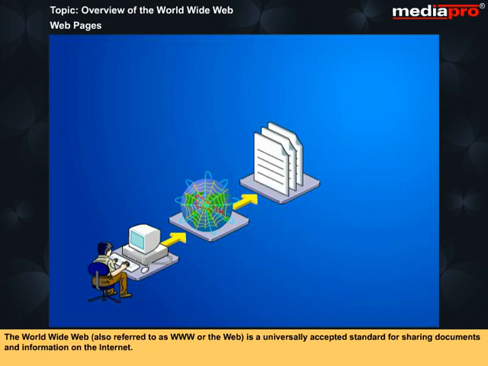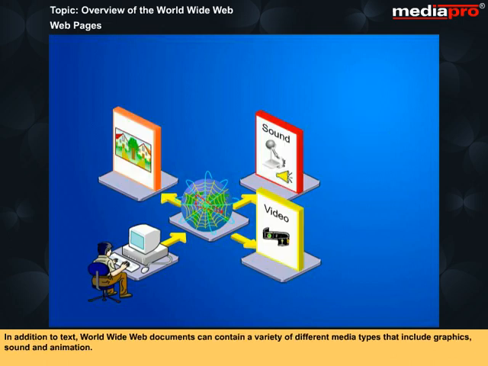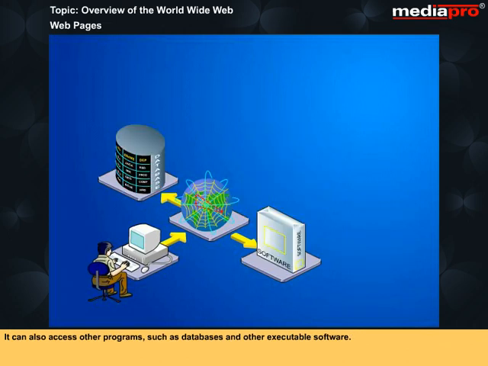The World Wide Web, also referred to as WWW or the web, is a universally accepted standard for sharing documents and information on the Internet. It is a universe of network accessible information which was born in 1989 at CERN, the European Laboratory for Particle Physics. In addition to text, World Wide Web documents can contain a variety of different media types that include graphics, sound, and animation. It can also access other programs, such as databases and other executable software.